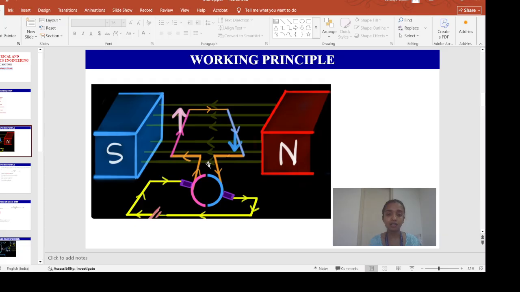Once this armature starts rotating in the magnetic field, what will happen? As per Faraday's law of electromagnetic induction, some EMF will get induced in it. Once the armature starts rotating, it cuts the magnetic field, and as per Faraday's law, some EMF gets induced in the armature conductor. This EMF is called the back EMF, and its direction is such that it opposes the armature current.